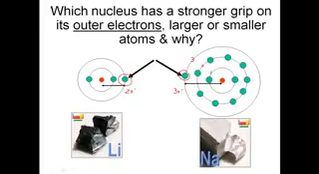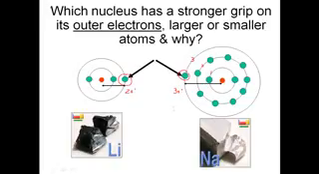And the question I'm asking you, which nucleus has a stronger grip on the outer electron, the larger atom or the smaller atom, and why? Please press pause, consider this question, and make an answer. A good idea would be to have a copy of my notes along with you, and do these on a piece of note paper as well. You can download the notes from my website too. Alright, so take a second to answer this question.